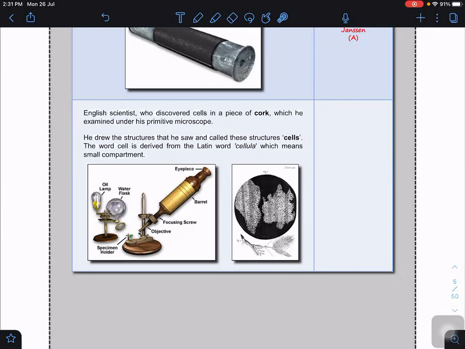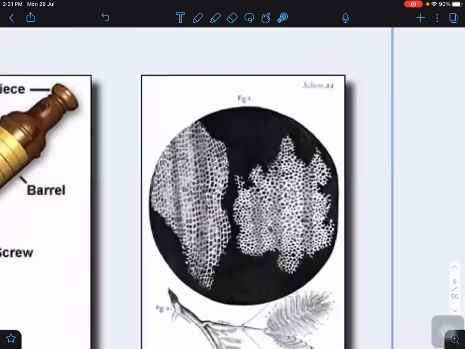So where is the light source? They use the oil lamps here, so the light will be focused onto the specimen and view. So this is a very, very primitive microscope used by who? By Robert Hooke. So Robert Hooke actually going to draw out the structure. This is the structure. Can you see that? In this structure, you can see something like a room, a lot of rooms, right?